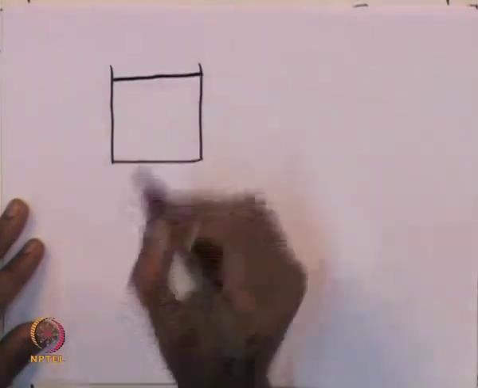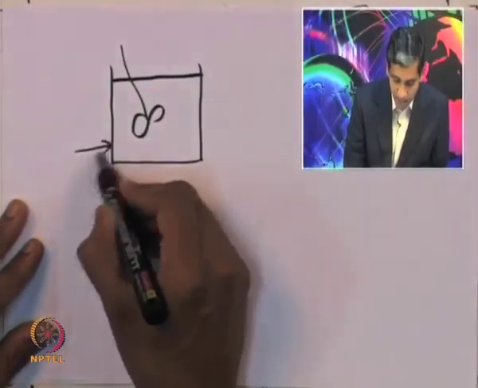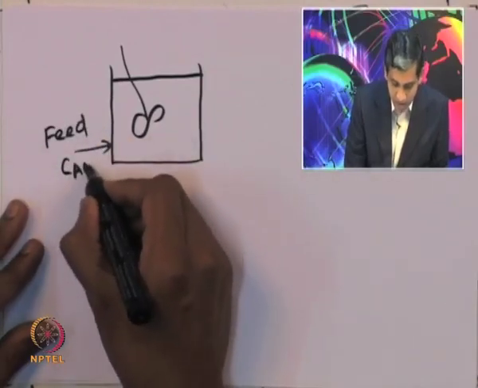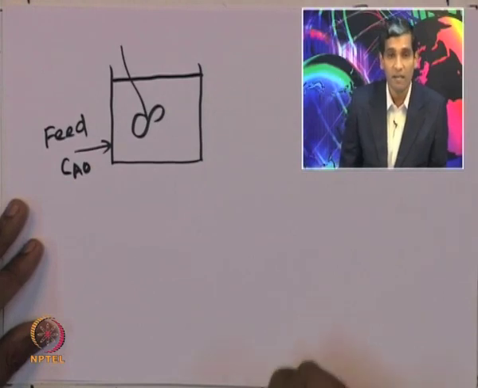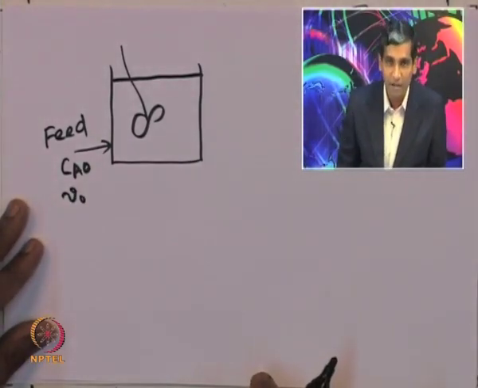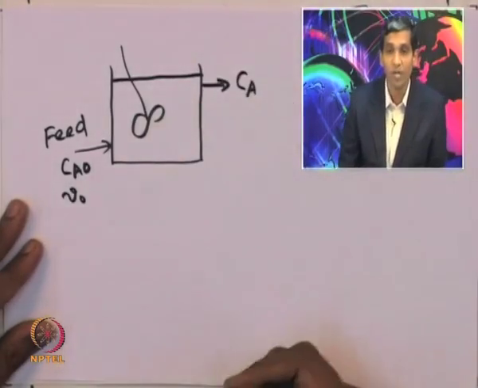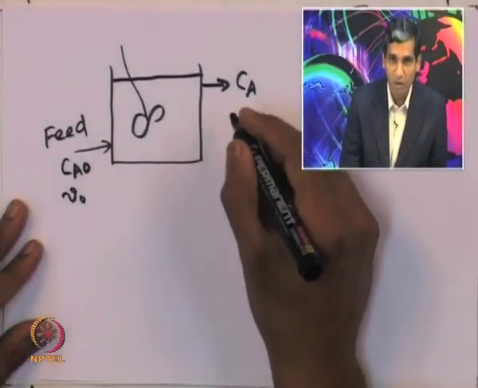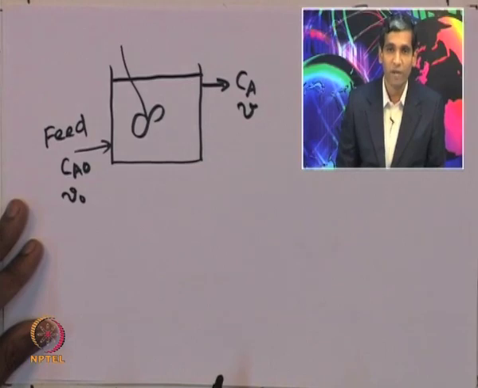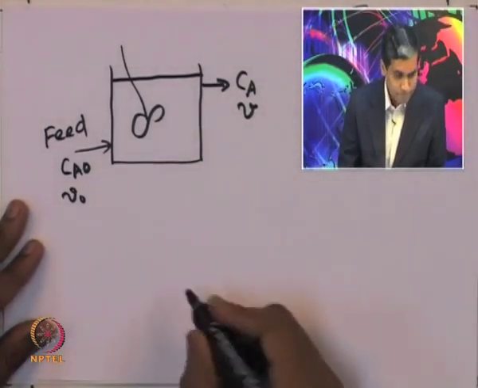where you have a fixed volume for the CSTR, it is well mixed, and you have a feed which goes in. Let us assume that Ca naught is the concentration of the feed at the inlet, and V naught is the volumetric flow rate of the feed at the inlet, and Ca is the concentration of species A in the product stream, and V is the volumetric flow rate with which the fluid stream leaves the fluidized CSTR.